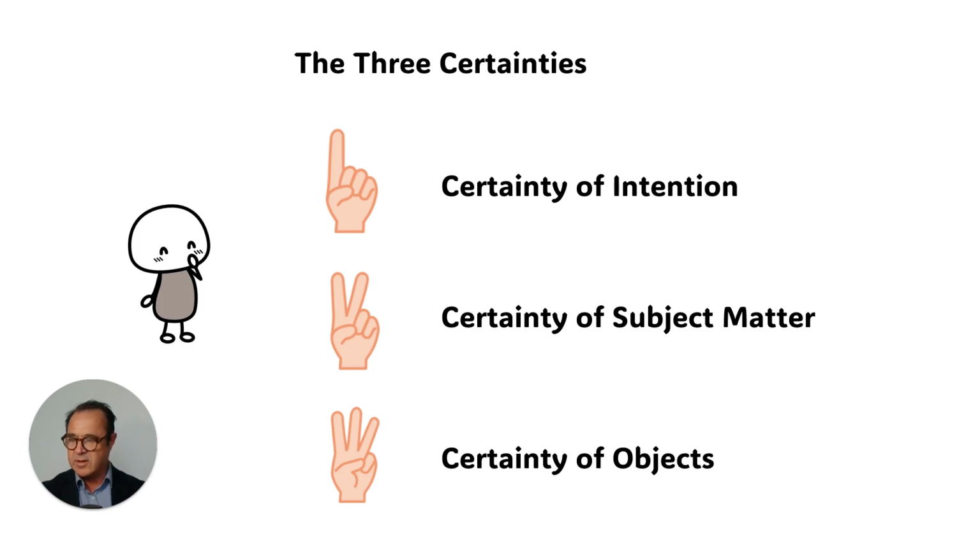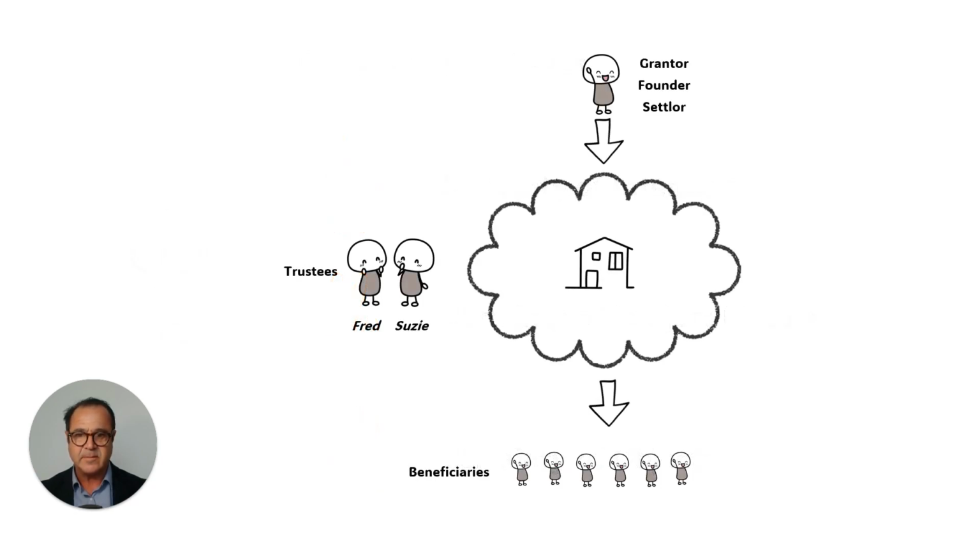And you probably think to yourself, that's great. What does all that mean? Let me explain by looking at our typical imaginary trust. So in this trust, we have the grantor, founder, settlor, person who creates the trust. And the first certainty was, if you remember, the certainty of intention. What that means is that when this person creates the trust, he or she must actually intend to create a trust and not intend to do something else.